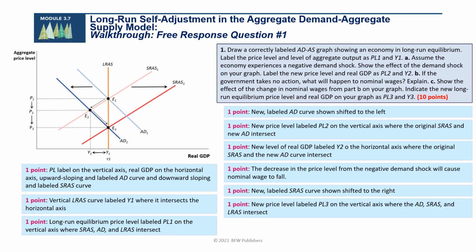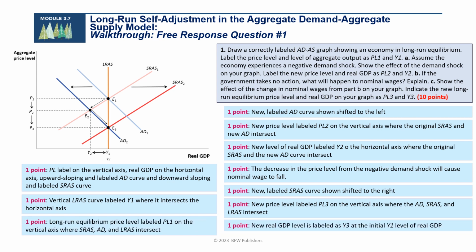SRAS1 to SRAS2, and now we have a new equilibrium, right? We're back at our original level of output. We call this, now notice they squeeze it in there, Y3 level of output, where SRAS2 intersects with AD2 and Y1, right? Our long run aggregate supply curve.